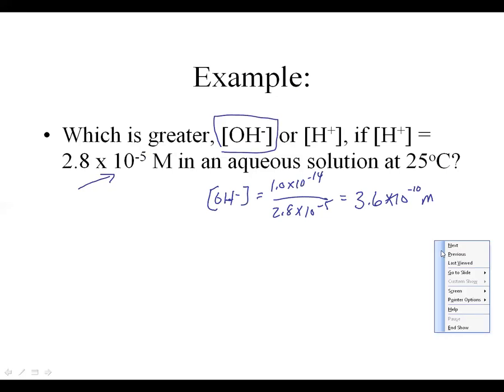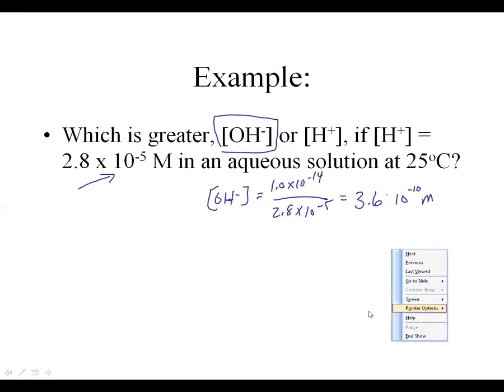There's that pause that made my X look weird. Try that again here, see if we can clean it up a little bit at least. There we go. And that would be our OH minus concentration. And then obviously we can compare the two. That's the slowest box ever.